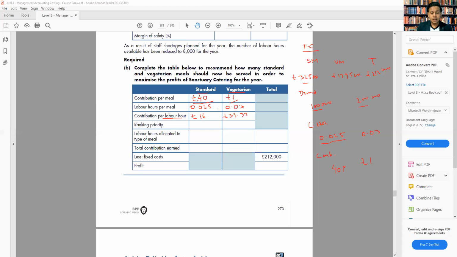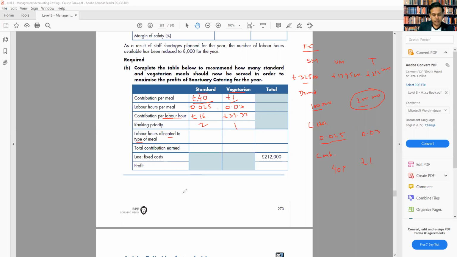So we can see the vegetarian gives me the contribution 33 per hour. So that means I will make all the vegetarian first, and if I have any hour left, then I will use it for the standard. So that's my ranking. Ranking number 1, vegetarian. Ranking number 2, standard. Then the next one, labor hour allocated to type of meal. So we will use all the demand for the vegetarian.